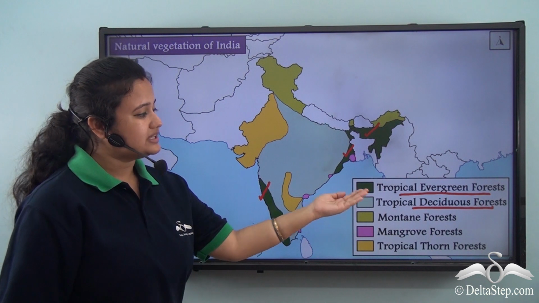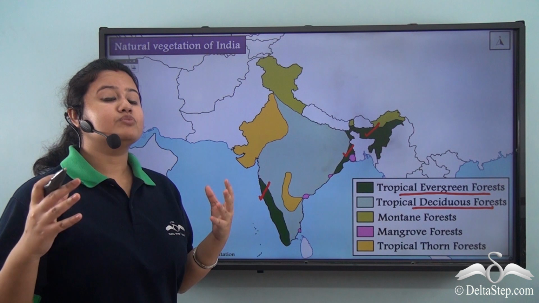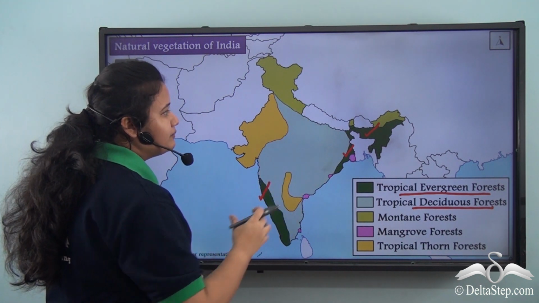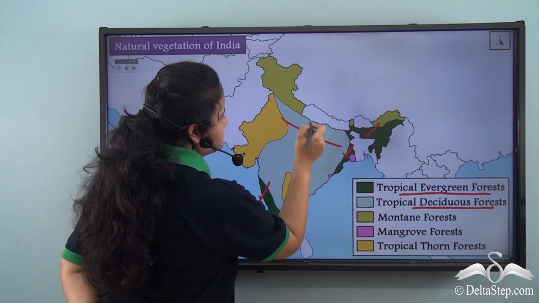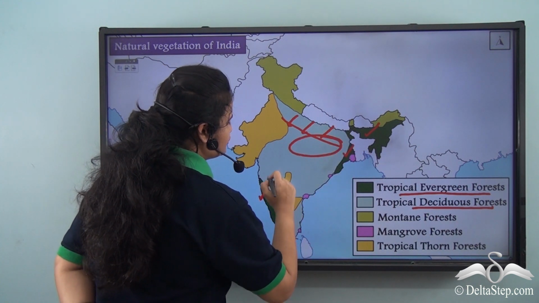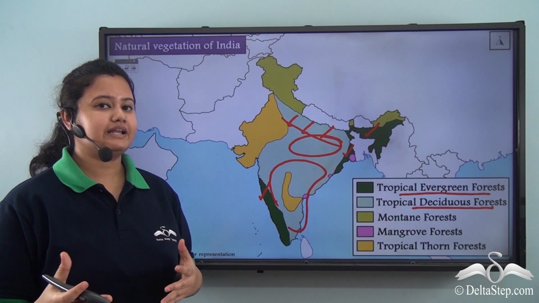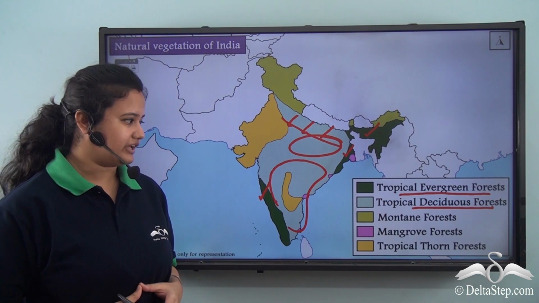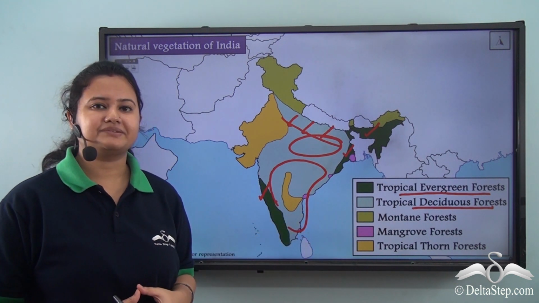Then coming to the second type of vegetation, that is the tropical deciduous forest. It is the most abundant vegetation of India and it covers a maximum portion of the country. Specifically, it is found at the foothills of the Himalayas, along the northern plains and in a major part of peninsular India. In our subsequent lessons, we shall be discussing about other types of natural vegetation of India, that is mountain forest, mangrove forest and tropical thorn forest.